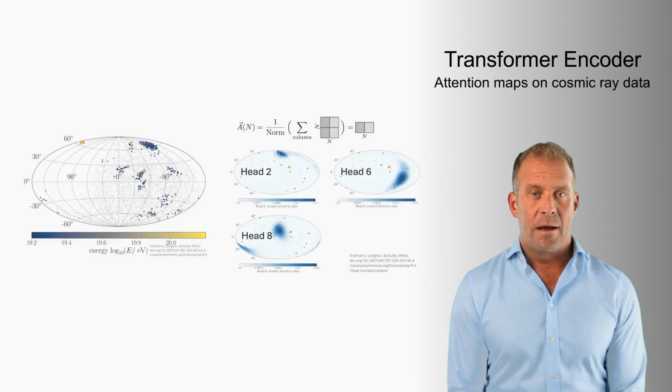Here we see attention maps from 3 of the 8 transformer heads. Colored regions indicate directions where the network assigns high attention values. These regions correspond to directions from which particles from the target galaxies typically arrive. The visualization shows that different transformer heads specialize on different sky regions and share the analysis task.